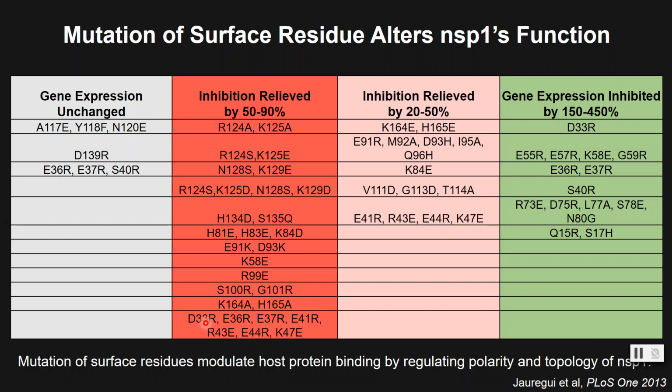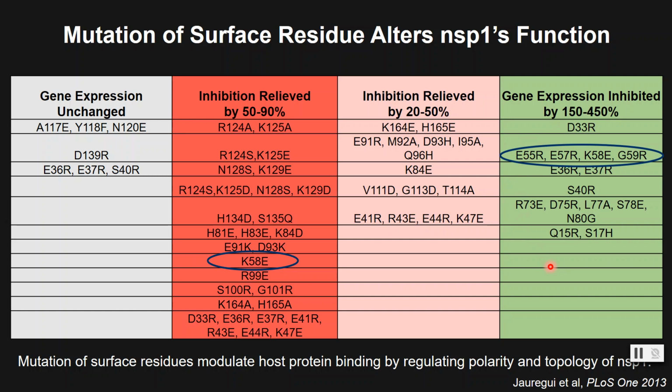So this was one of the mutations that I showed you earlier, which actually doesn't allow NUP93 to act the way it does with wild type NSP1. Now, the last column shows mutations that actually aggravate NSP1's effect on gene expression. So with these mutations, NSP1 is more active than the wild type NSP1.